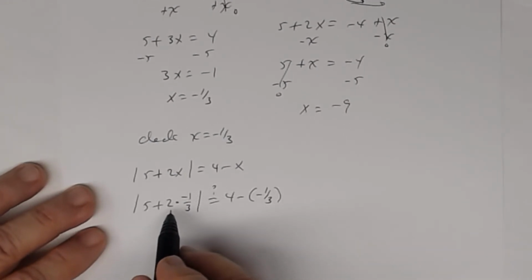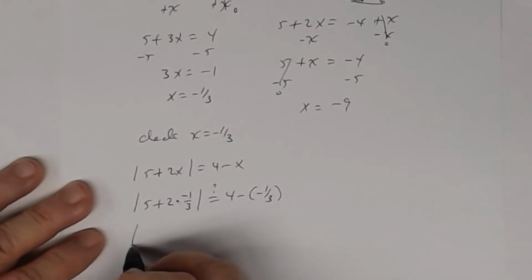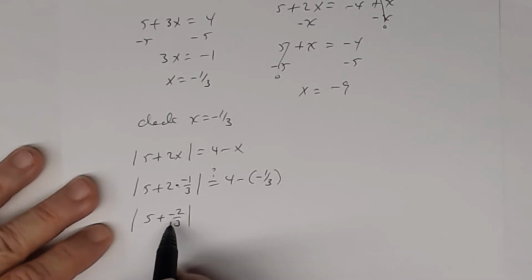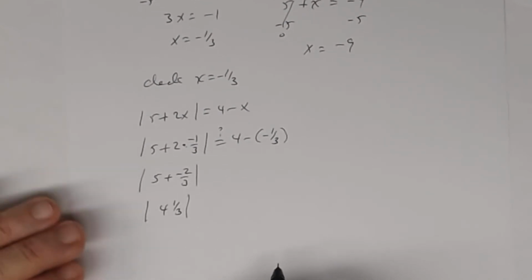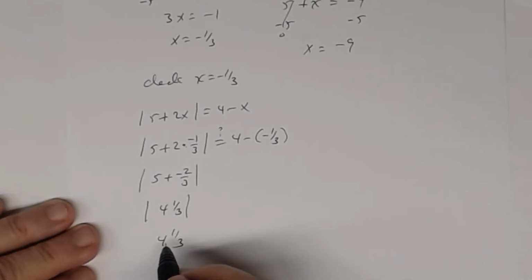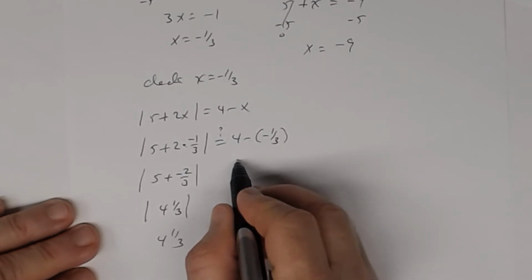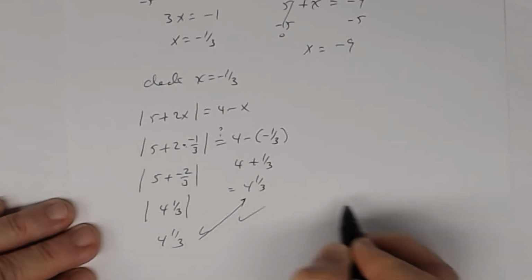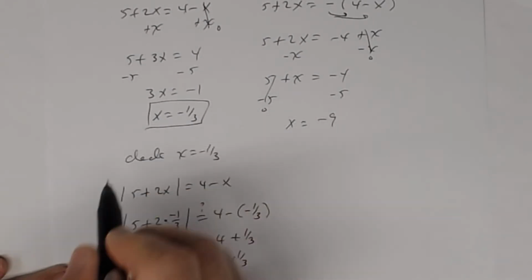So on the left side, remember you multiply before you add, so 2 times a negative 1/3 is a negative 2/3. So you have 5 plus a negative 2/3. Well, 5 plus a negative 2/3 is really 4 1/3. And the absolute value of 4 1/3 is 4 1/3. Over here, 4 subtract a negative 1/3 means 4 plus 1/3, which is 4 1/3. So both of those are equal. So x equal negative 1/3 is going to be a solution.